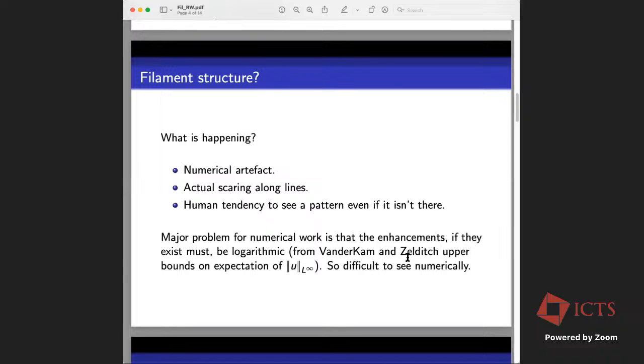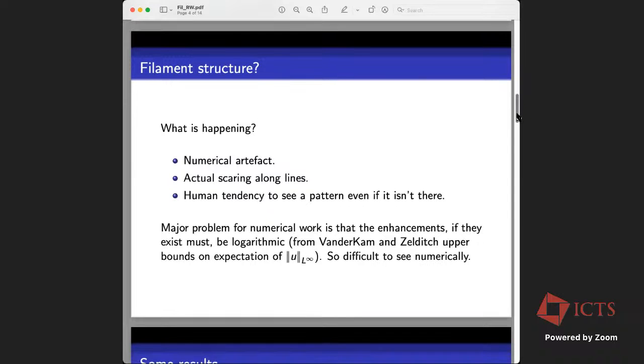Now, that would mean that any kind of enhancement would only be logarithmically over what we might expect. And so that makes it very difficult to see numerically, because it's difficult to see a logarithmic enhancement when we're running at small frequency, and we have to run at small frequency because of computational demands.